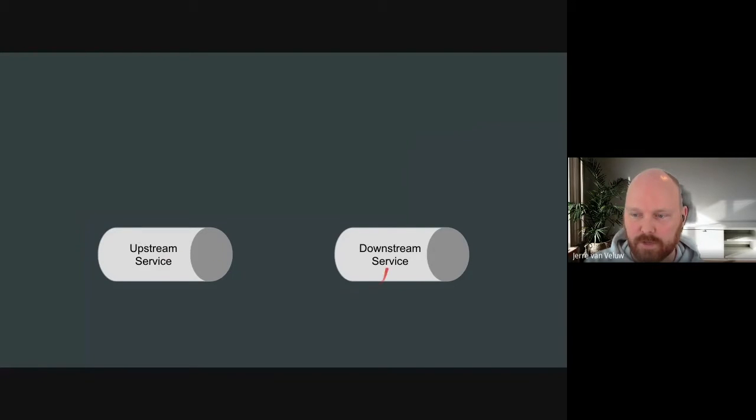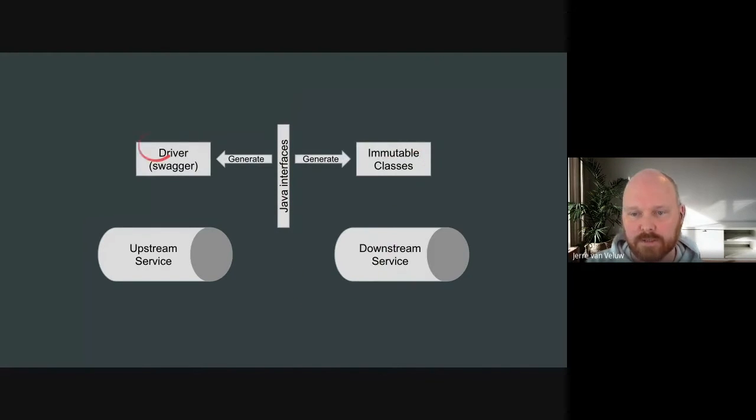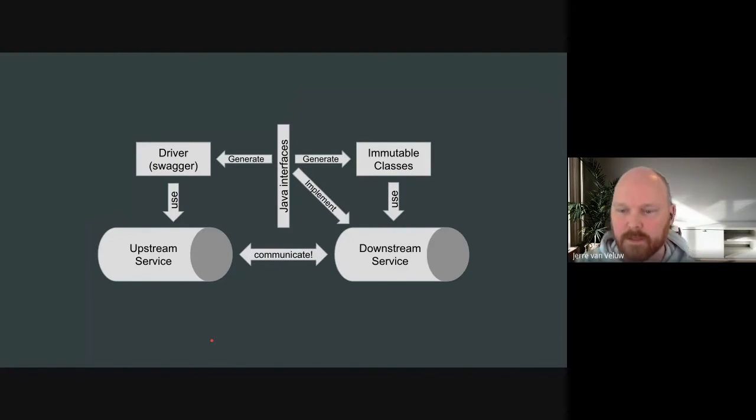So in short, if you have a downstream service and an upstream service, you can define Java interfaces, generate the immutable classes and a Swagger file, and later a driver, and then implement those interfaces using the immutable classes. And on the other side, use that driver to communicate between the two. So this, of course, all happens outside of your actual services, but it is a really nice pattern, I think, to leverage the compilers of these separate services to make sure that you actually have the correct data and the correct typing.